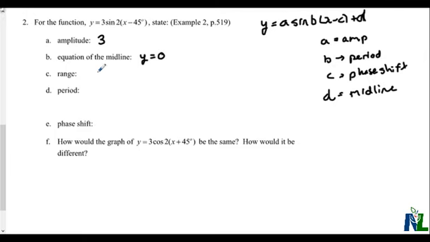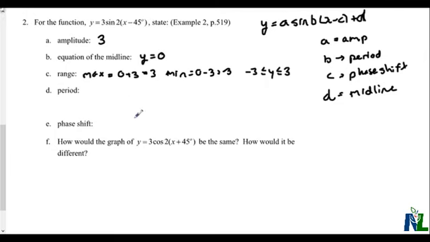For the range, I want to look at finding the max value and the min value. So if I know where the midline is, and I know how large the amplitude is, the max should be 3 away from the midline, or 3 above it. So the max should be 3, which means the minimum should be 3 below it. So I get a negative value there. So my range ends up being y is going to be between positive and negative 3.